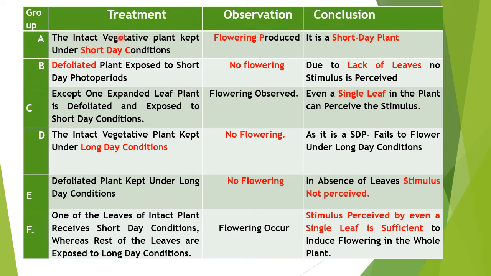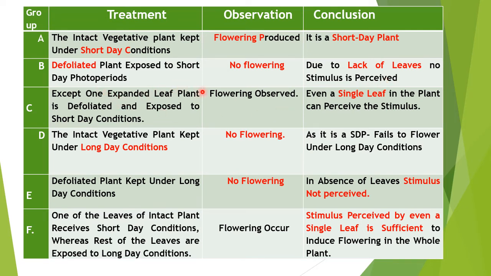First of all, an intact vegetative plant is kept under short day conditions. It is a short day plant, so flowering is produced. And now it is being defoliated. The plant is exposed to short day photoperiods. Because there are no leaves available, there is no flowering. Due to lack of leaves, no stimulus is perceived.